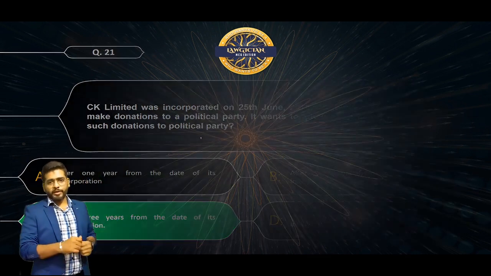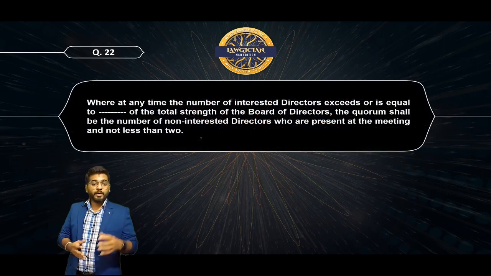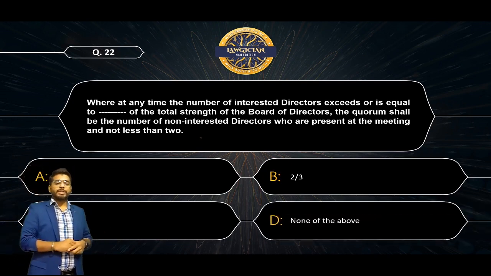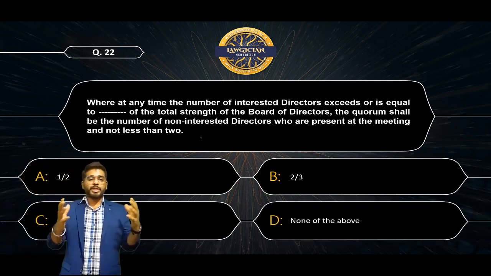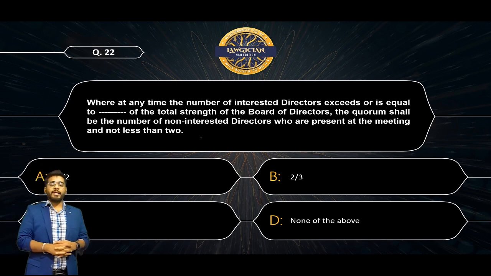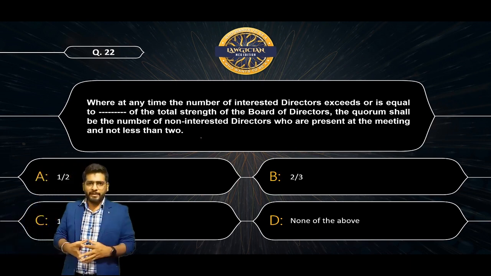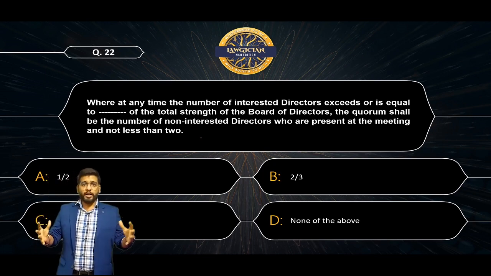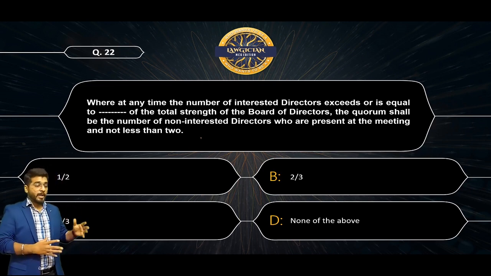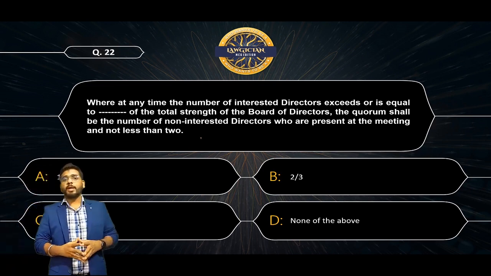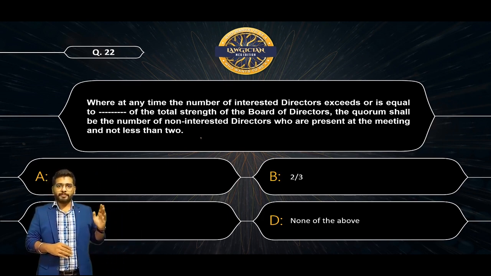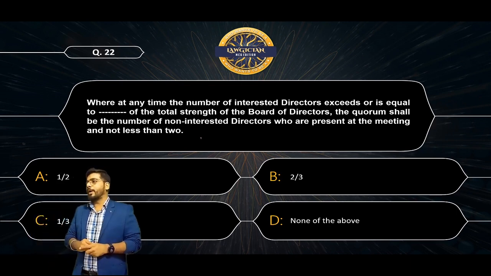That is question 22 on the screen right now. Where at any time the number of interested directors exceeds or is equal to dash of the total strength of the board of directors, the quorum shall be the number of non-interested directors who are present at the meeting and not less than 2. Let me reframe it for you. For a valid quorum to start a meeting, you go to section 174. There you see the valid quorum requirement is 1/3 of the total strength or 2 directors, whichever is higher.